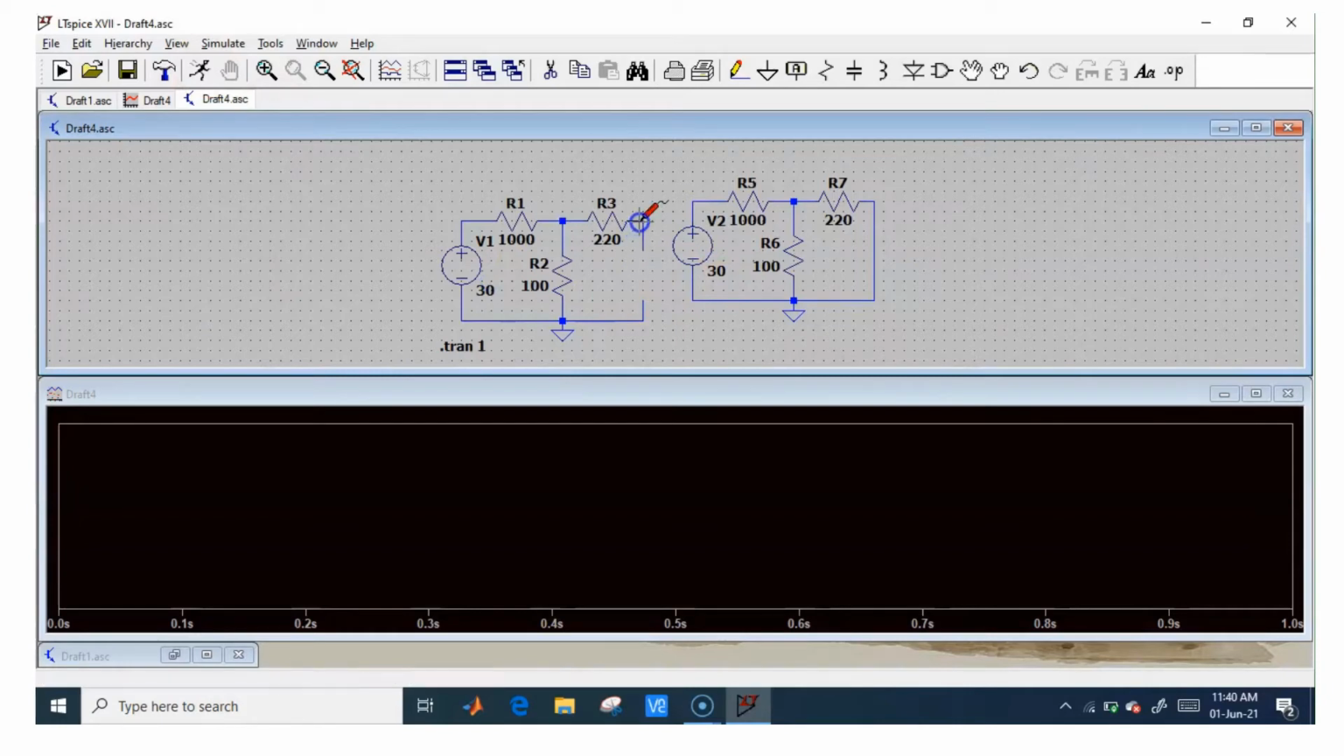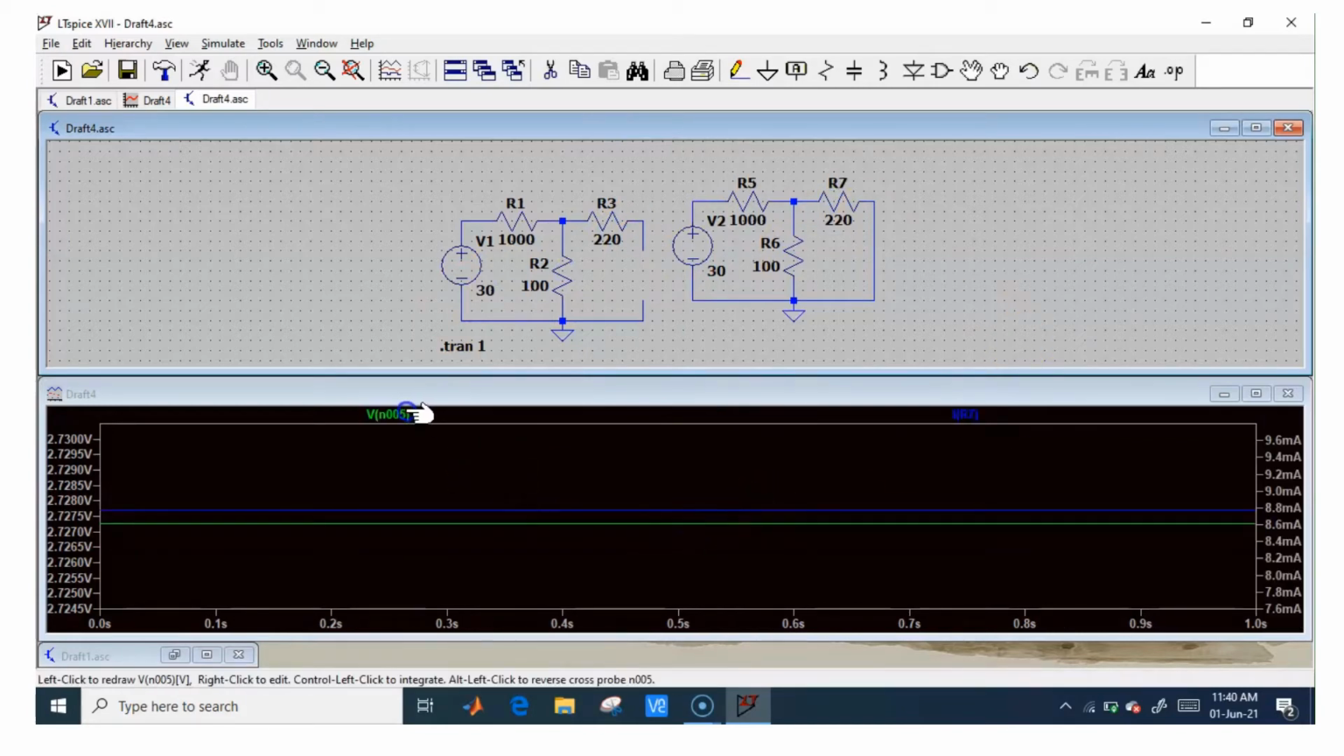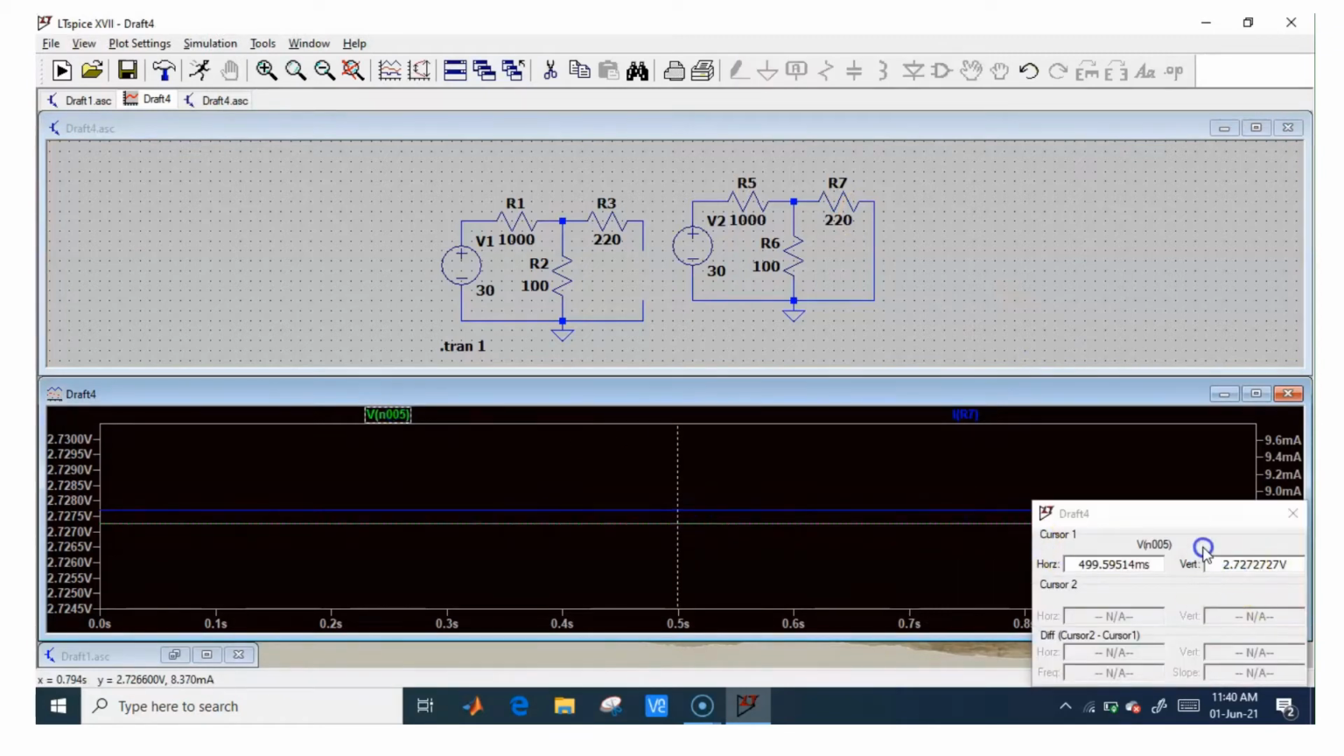The voltage across here is the Thevenin voltage, and the current through R7 is the Norton current. So what is the value of Thevenin voltage? The value of Thevenin voltage is 2.7272 volt. This is the same voltage as the theoretical value we saw in previous slides. And what is the Norton current? 8.77 milliamps is our Norton current. So using this we can easily draw the equivalent circuit according to Thevenin theorem and according to Norton theorem.